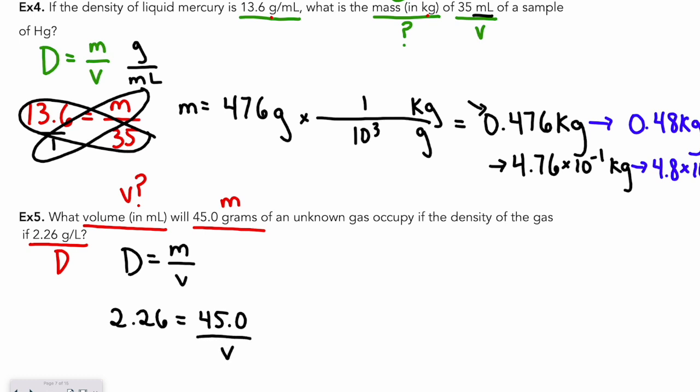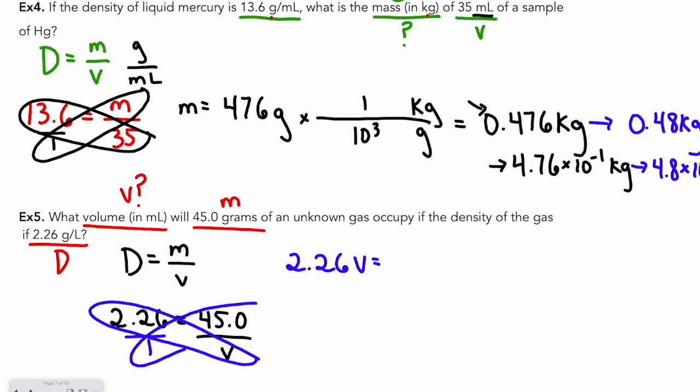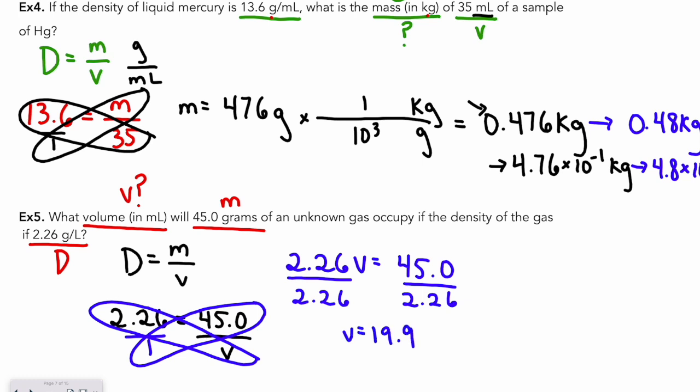So again, since your volume is in the denominator, I need to cross multiply. So I'm going to do 2.26 times my volume, that equals 45.0 times 1, which is just 45.0. To get volume by itself, I'm going to divide both sides by 2.26. Okay, so in my calculator, I'm going to take 45, divide by 2.26, and I get 19.9 for my volume. I have not considered sig figs yet.